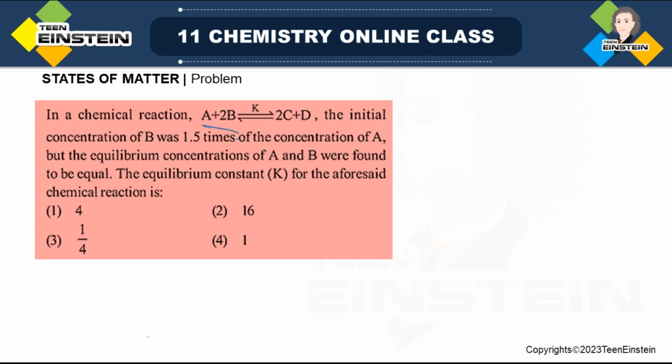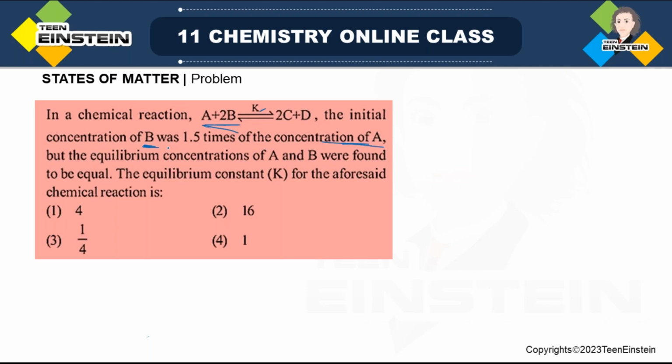In a chemical reaction where on the reactant side we have A plus 2B, you can consider it as already balanced. Then the equilibrium constant K, the equilibrium sign is there. On the product side you are getting 2C plus D. Here some information is given related to the concentration of B and the concentration of A.